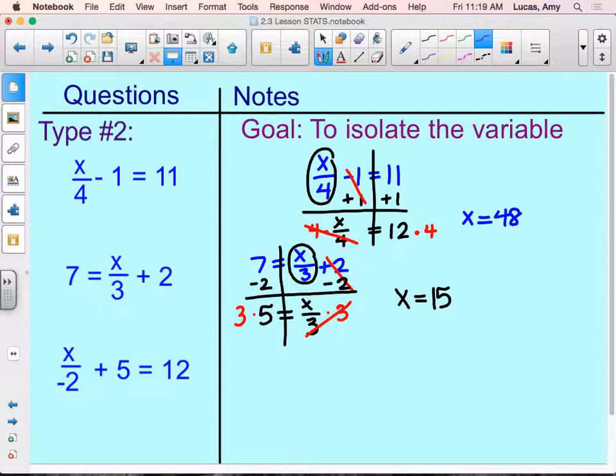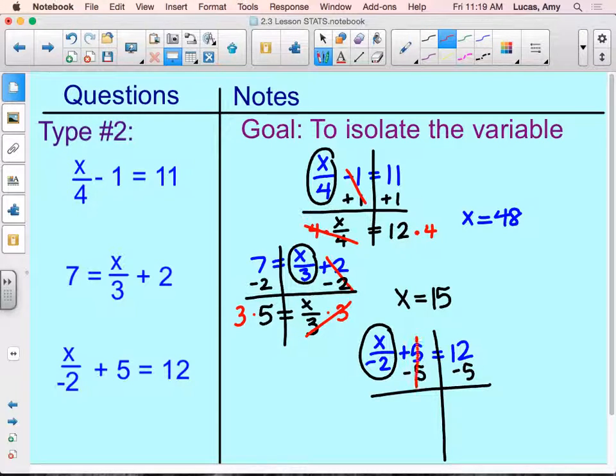Okay, our last one of these. X divided by negative 2, I circle. So subtract away the 5. 12 minus 5 is 7. X divided by negative 2 equals 7. Be careful on this one. Remember that whatever you are dividing by is what we would have to multiply by. So on this one, we're multiplying by negative 2 on both sides. So 7 times negative 2 is negative 14.